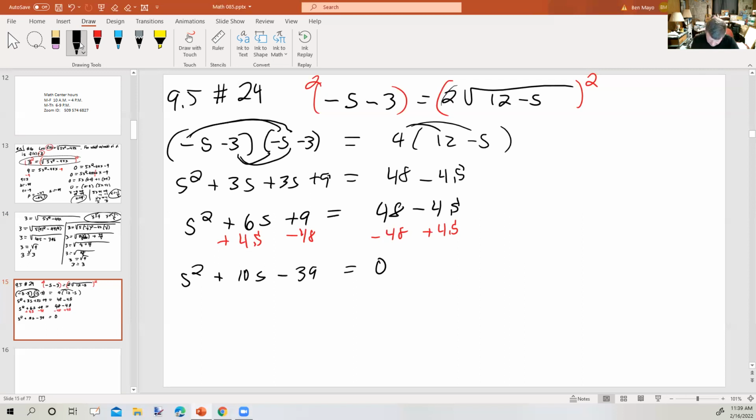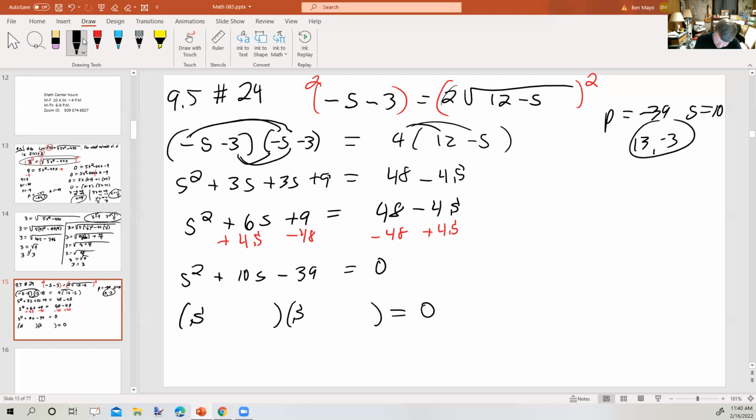This is a second degree equation. It's in standard form. There's no greatest common factor. It's not a perfect square. It does have a leading coefficient of 1. So hopefully I can factor it like this. The product is negative 39, and the sum is 10. How about 13 and negative 3? So plus 13, minus 3.